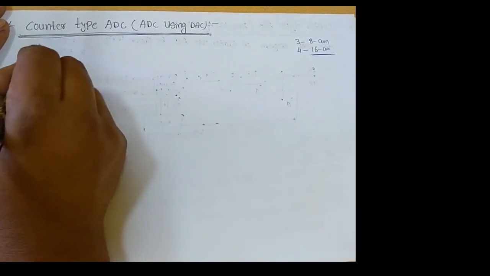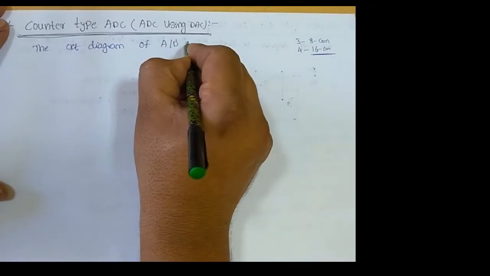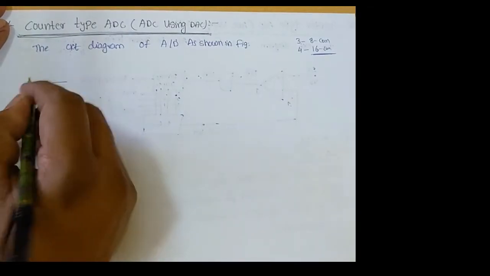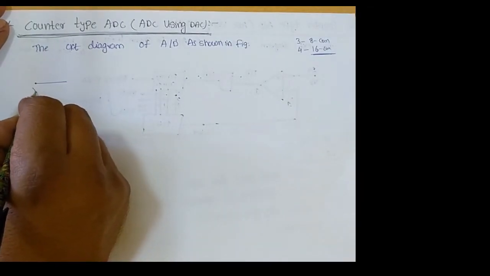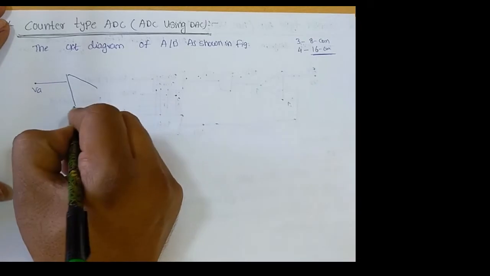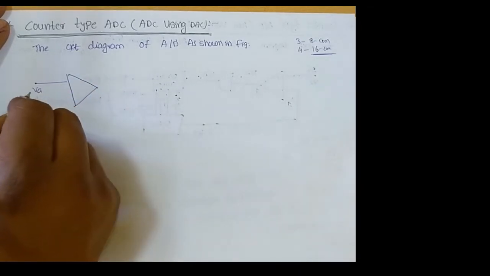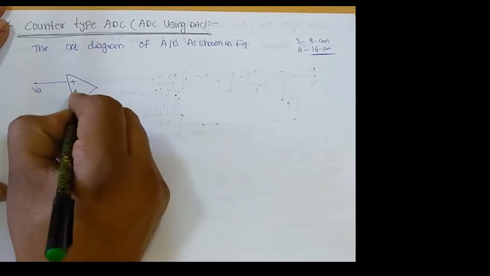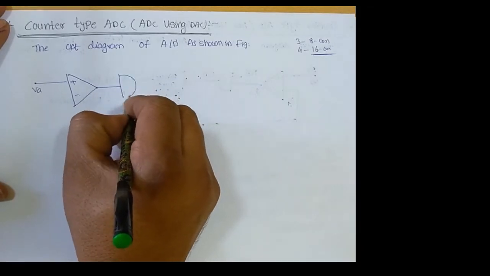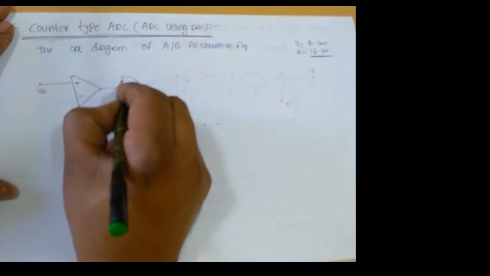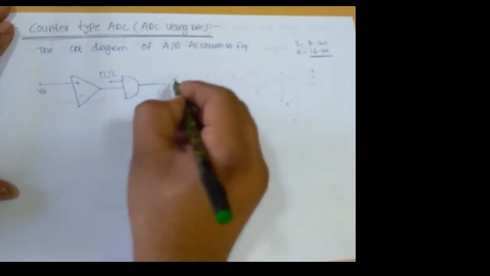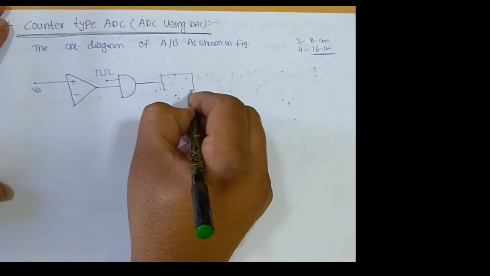The circuit diagram of the analog to digital converter is shown in the figure. Here we consider the analog input signal, which we denote as VA, and this signal is given to the input of the comparator. We are using a comparator, and this analog signal is given to the non-inverting terminal of the comparator. The comparator output is given to the input of the AND gate, and the other input of this AND gate is the clock signal. The AND gate output is connected to the input of the binary counter.